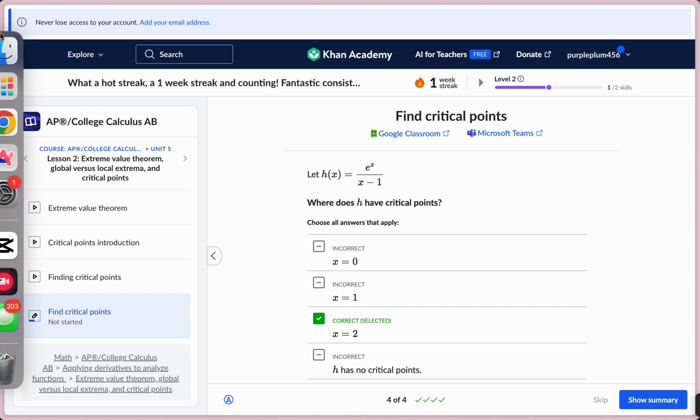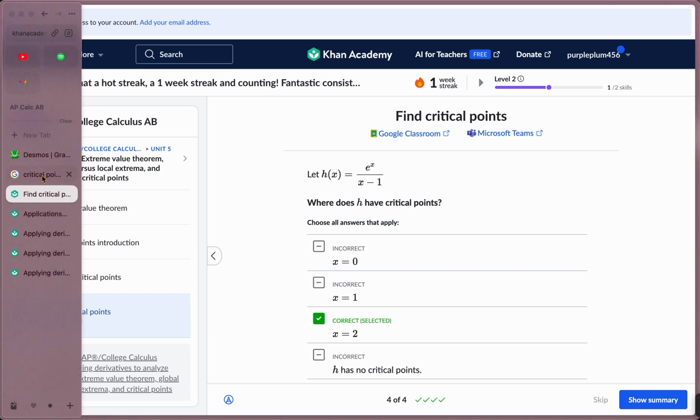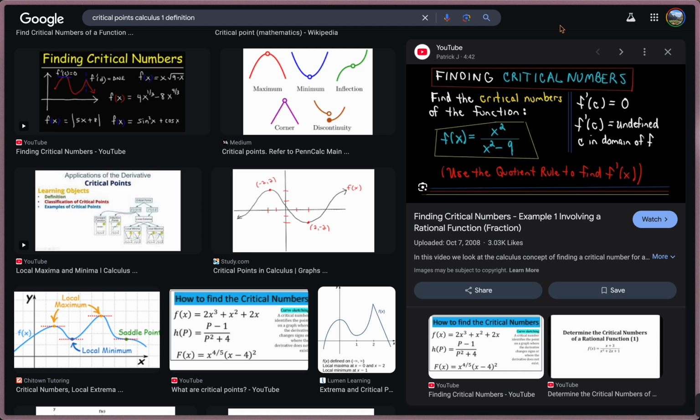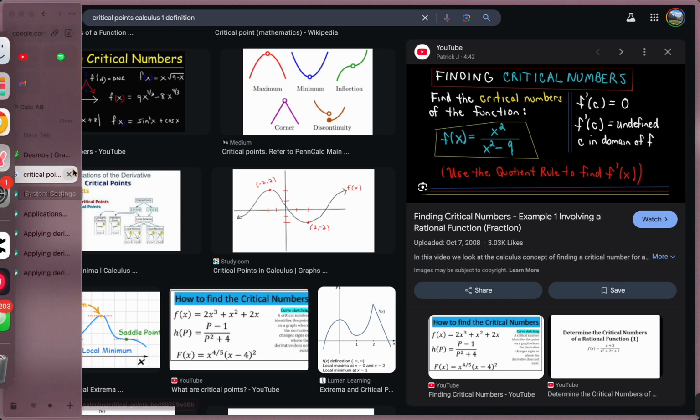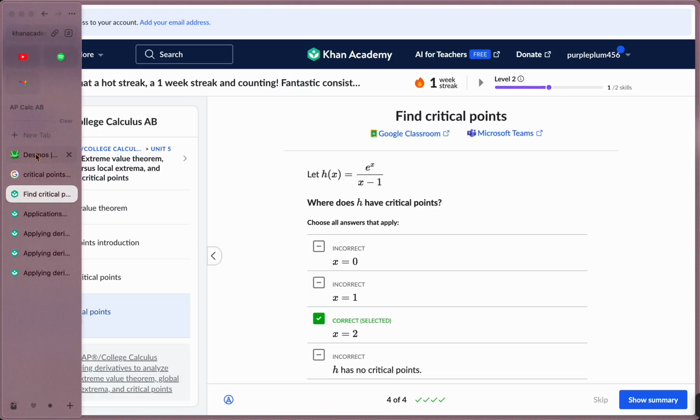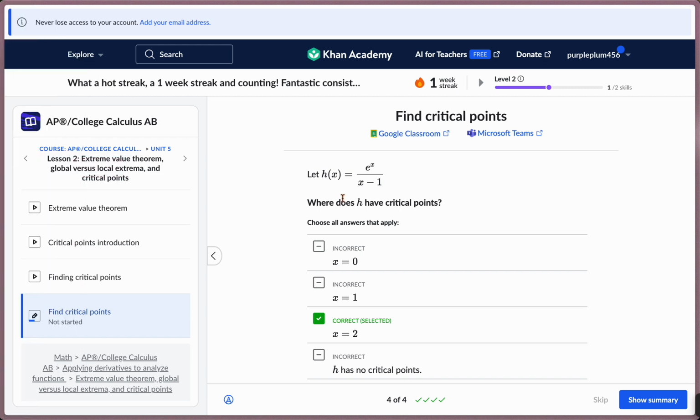First of all, I want to go through what critical points are. I found this picture online. For finding critical numbers, two things are very important: the derivative is equal to 0, and the derivative is undefined, but in the domain of f. You use the quotient rule to find f prime of x, the derivative. So what we need to do is find where the derivative is 0.